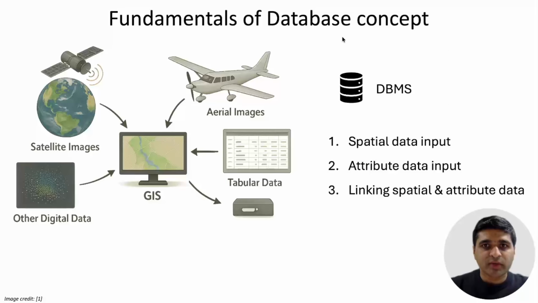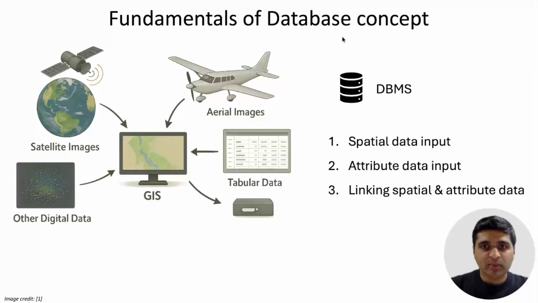Now let us look at the fundamentals of databases in GIS, or Geographic Information System. A database is simply an organized collection of data, and in GIS, it is often the most important and time-consuming part of any project. We use special software called a Database Management System, or DBMS, to create, manage, and access this data. A spatial database stores point, line, and polygons or raster cells together with their attribute details.